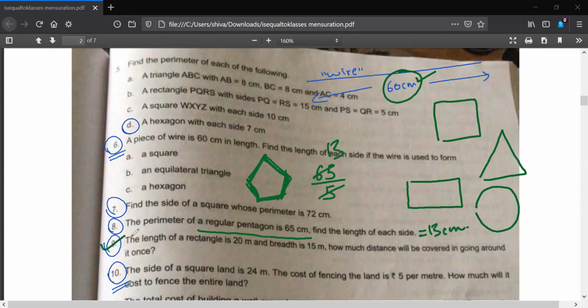Okay. What is the answer for this? 70 meters. Now this basically is the perimeter. The formula is twice of L plus B. So 2 into 35 is 70 centimeter. Nice. What is the answer for this?